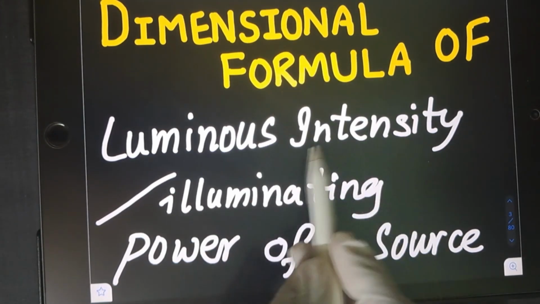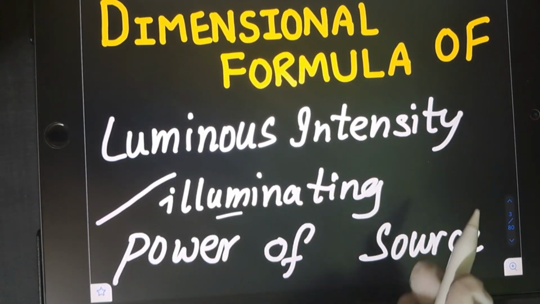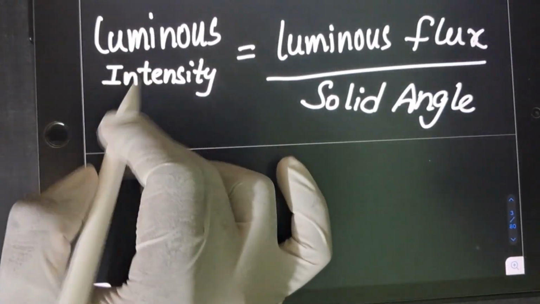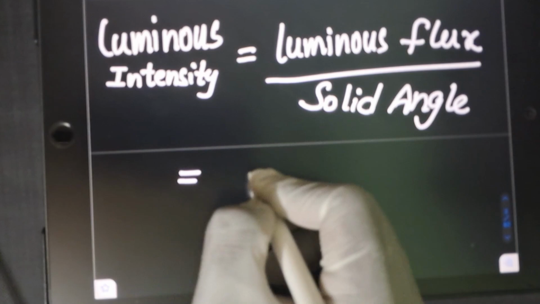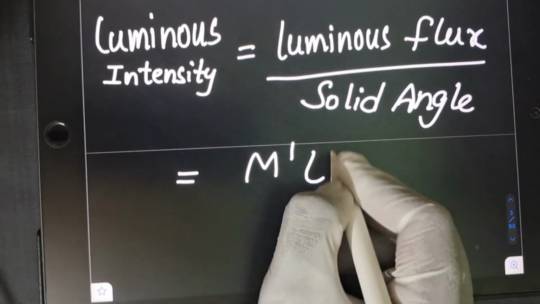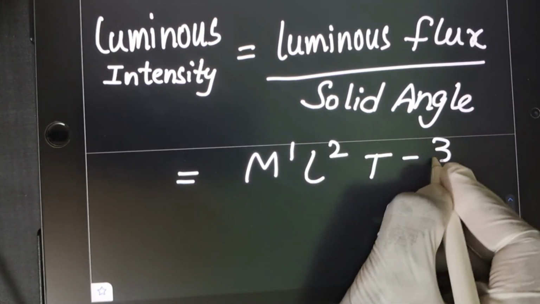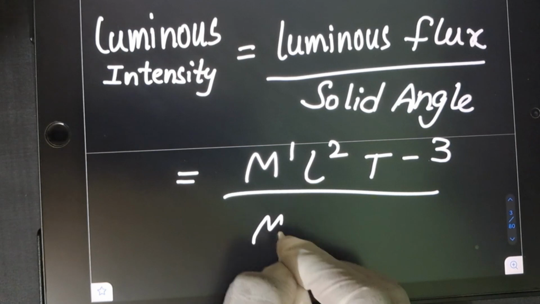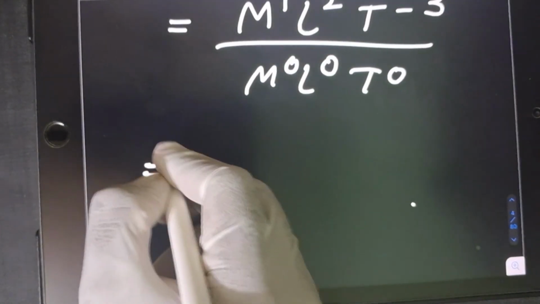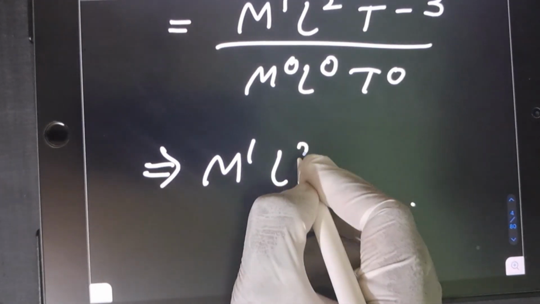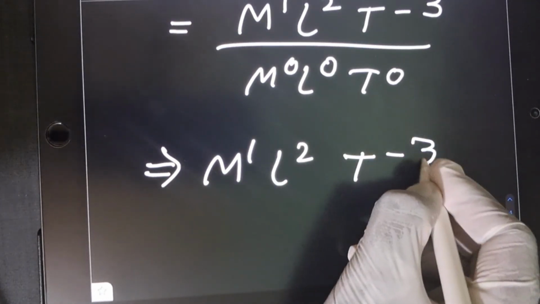To find the dimensional formula of luminous intensity, the illuminating power of source, the formula is luminous flux by solid angle. We know the formula of luminous flux is M power 1, L power 2, T power minus 3, by solid angle, M power 0, L power 0, T power 0. It is dimensionless. So the formula is M power 1, L power 2, T power minus 3, the same.